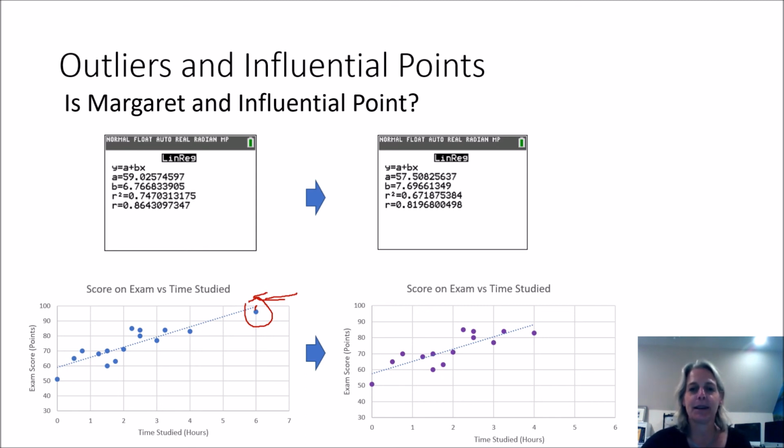The last thing we'll talk about in our next video is computer output, and you want to know how to read computer output given that information, and then write your equation of your least square regression line from that.